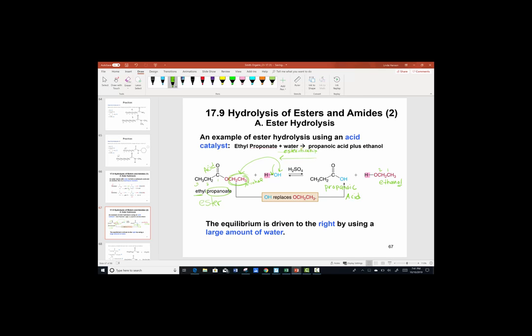Esterification in the forward. Well, that's not right because I wrote the reaction the other direction. In this direction, we're adding water, so that's hydrolysis. And if I read it in the other direction, where I add the alcohol to the acid to get the ester, we call that esterification.